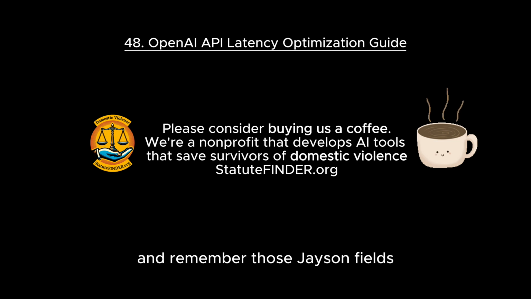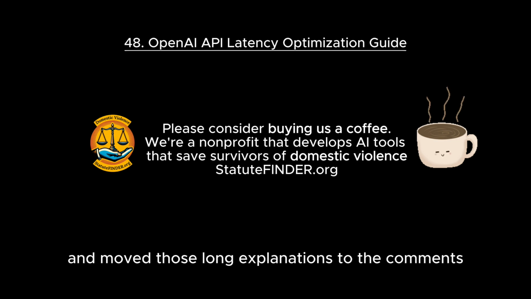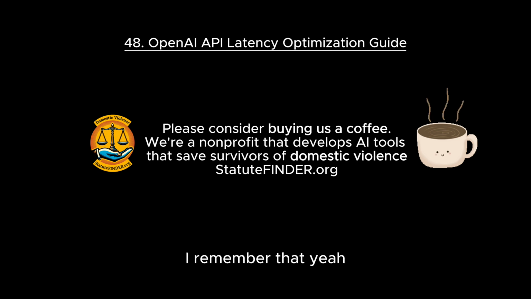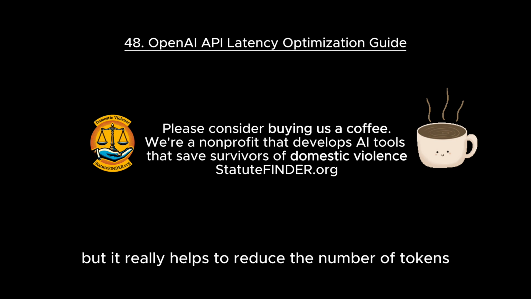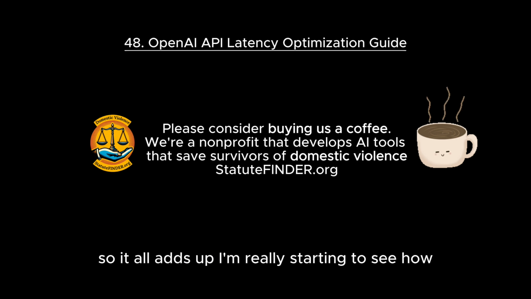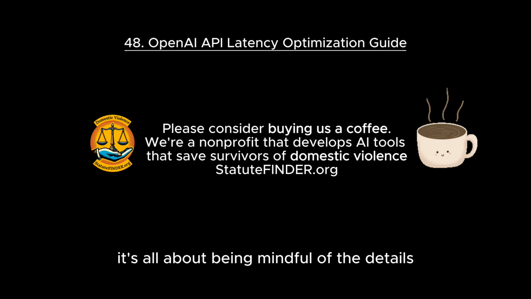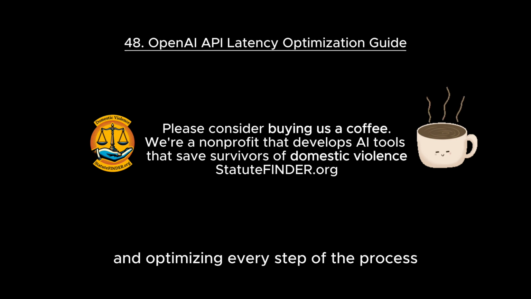And remember those JSON fields, the ones we used for the bot's memory and stuff? We shortened those names and moved those long explanations to the comments. Oh, yeah, I remember that. Yeah. It didn't seem like a big change, but it really helps to reduce the number of tokens the model has to deal with. And every token we save makes the bot run a little bit faster, so it all adds up. I'm really starting to see how all these little things can make a big difference. It's all about being mindful of the details and optimizing every step of the process.